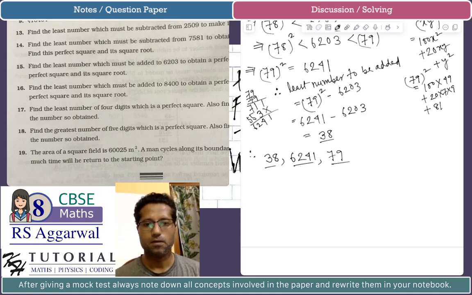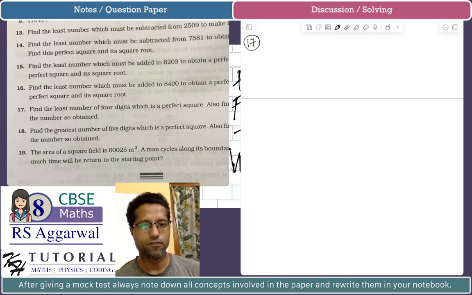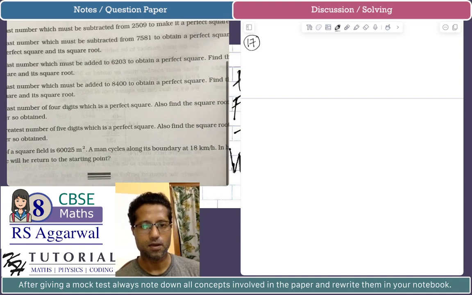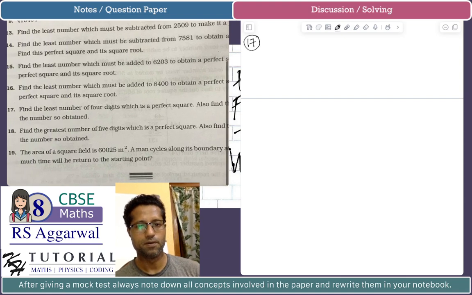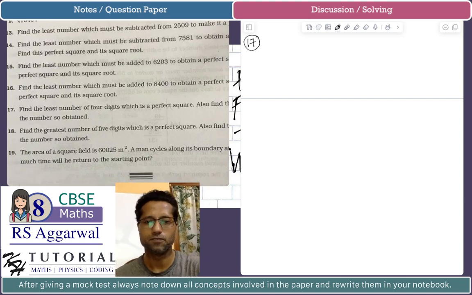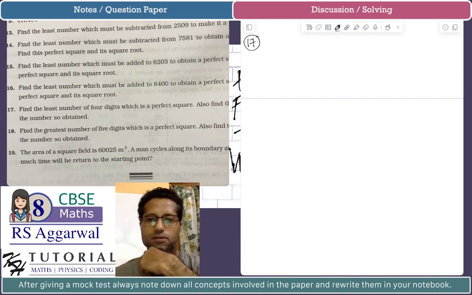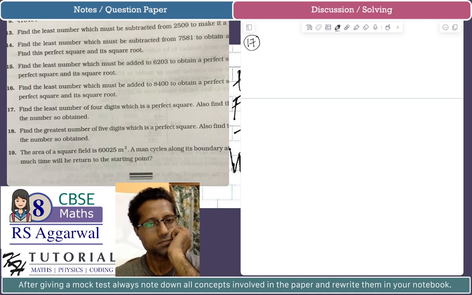Question number 17: find the least number of 4 digits which is a perfect square. Also find the square root of the number so obtained. This is another pattern of question. Now, what is the least number of 4 digits which is a perfect square?